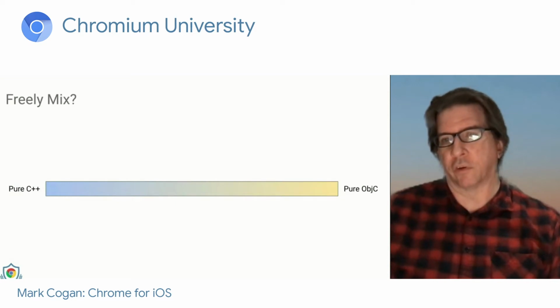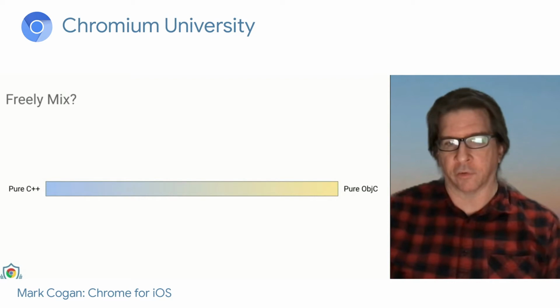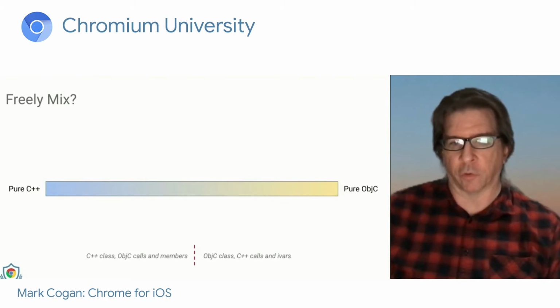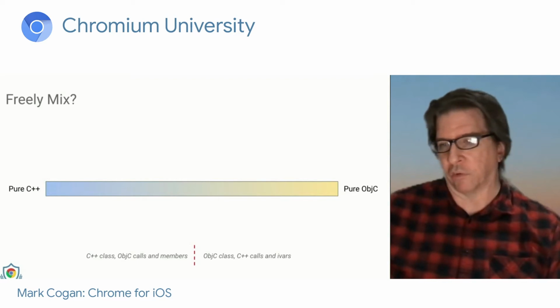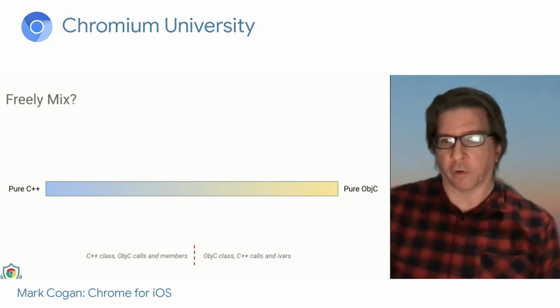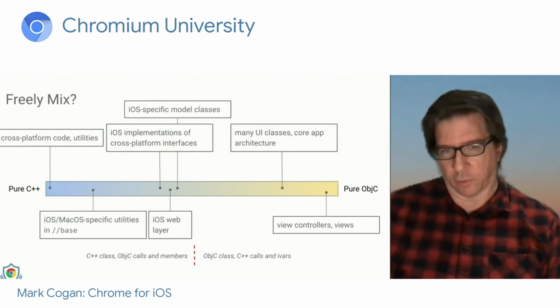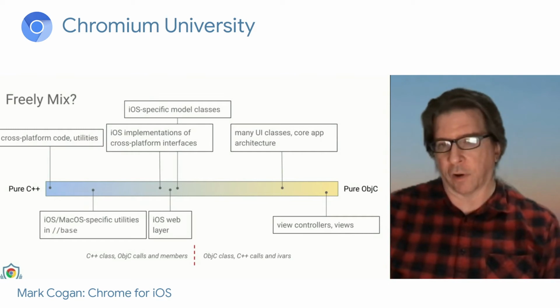So when we say freely mixed, we can think of sort of a spectrum of pure Objective-C on one end, yellow on the right here in this diagram, and pure C++, which is blue on the left here, and there's a range of points in between. And we sort of think of the middle as being the point where you switch from having a C++ class with Objective-C members to an Objective-C class with C++ members. So where do the parts of iOS Chrome fall on this spectrum? There's a wide variety, and basically the closer we are to being just using straight up Chromium code, the closer we are to using pure C++.